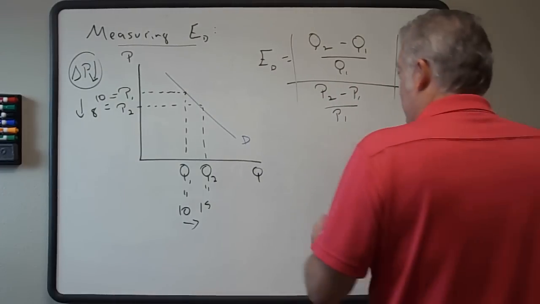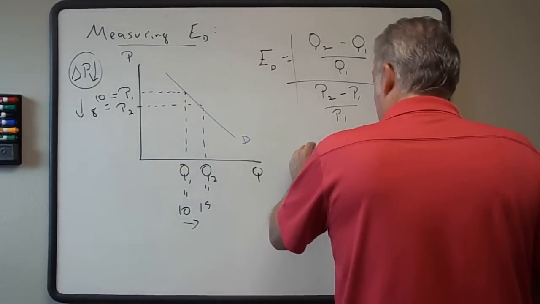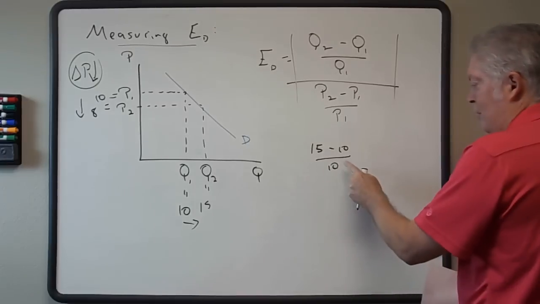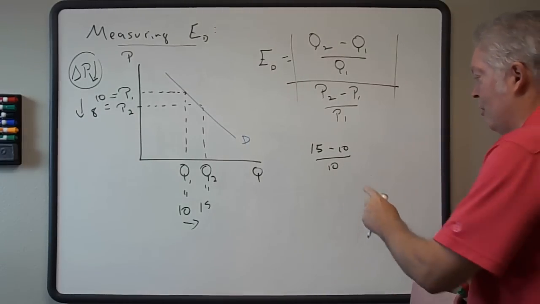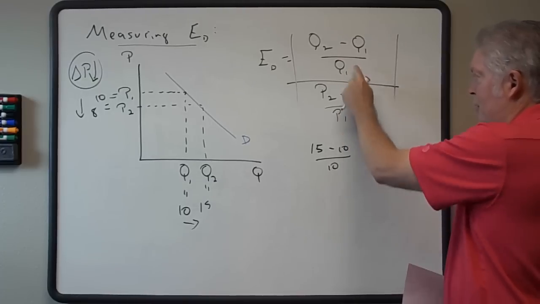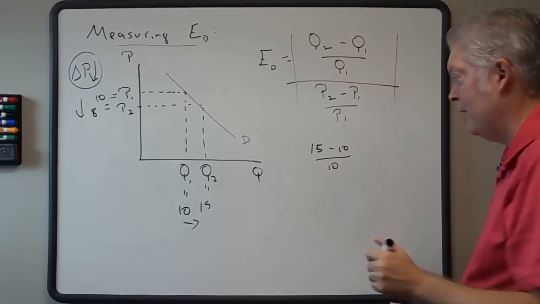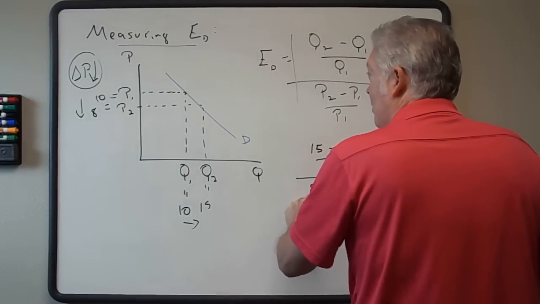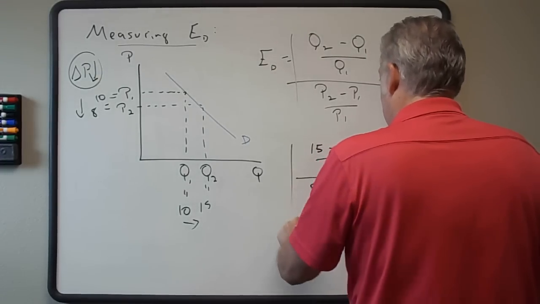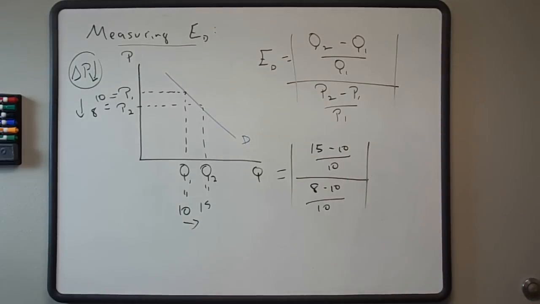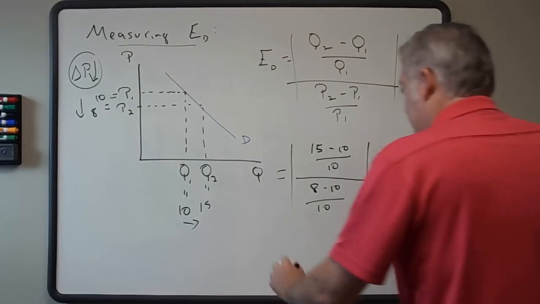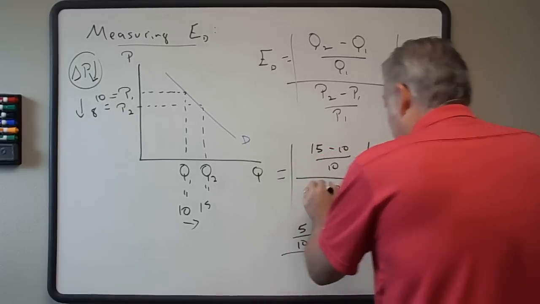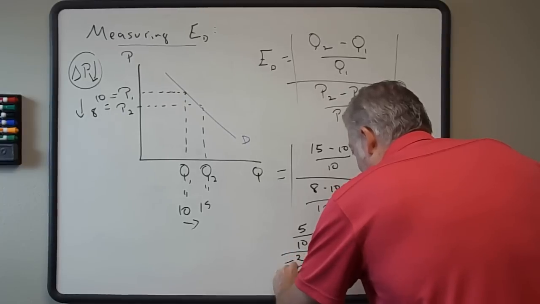So let's do the math here. Again, the math is relatively straightforward. Q2 minus Q1 is 15 minus 10 all over 10. Now notice that we've got a different P1, Q1 combination, so in this value here and this value here, we're going to have different values. That could mean something. P2 minus P1 is 8 minus 10 all over the original value of 10, and the absolute value of that expression. Again, the math is relatively straightforward. 15 minus 10 is 5 over 10 divided by 8 minus 10, which is negative 2 over 10.